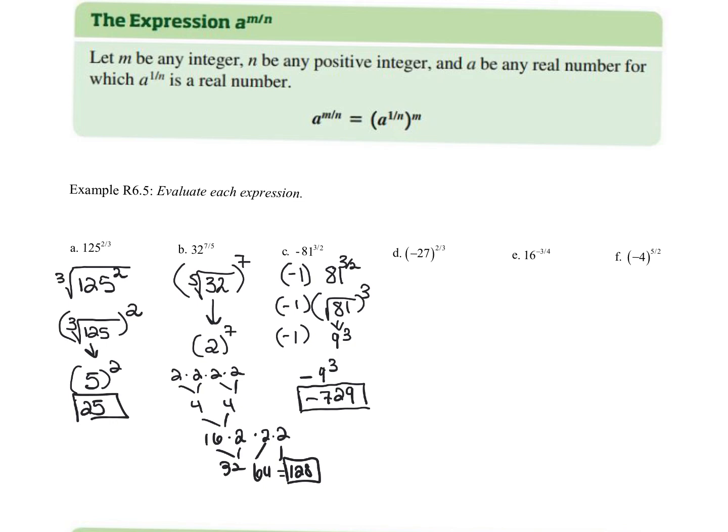Letter D is different than letter C because the negative's on the inside. So if I do this, I have to keep that negative because there's parentheses holding it together. So I'm going to do negative 27, cubed root first. Then I'm going to square it. So the cubed root of negative 27 is negative 3, and then I square that. Gets me 9.